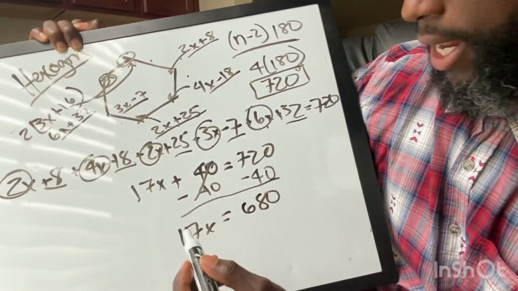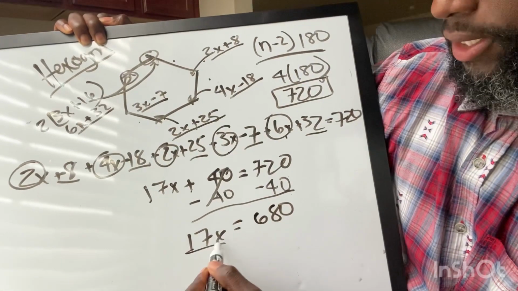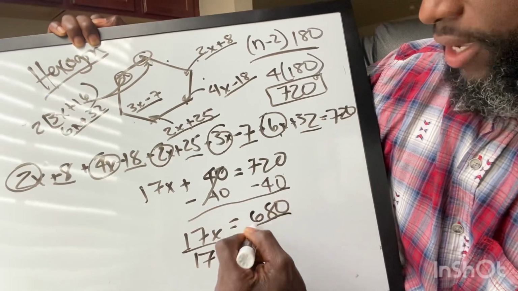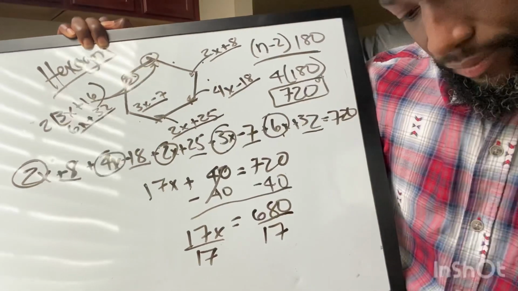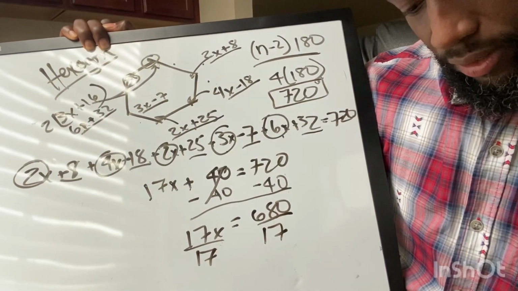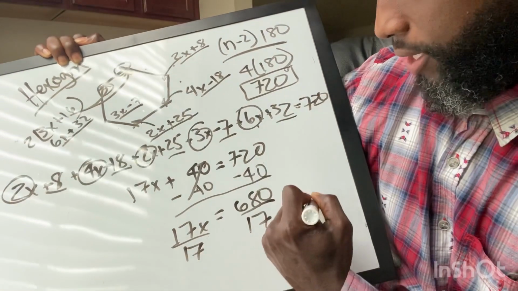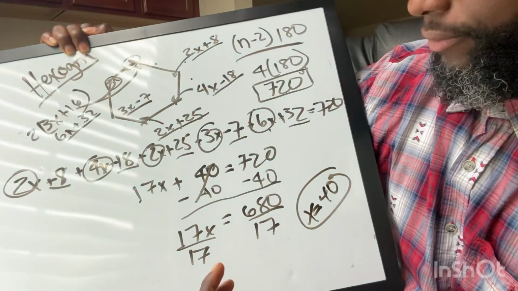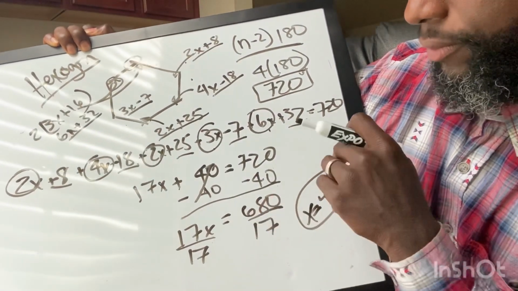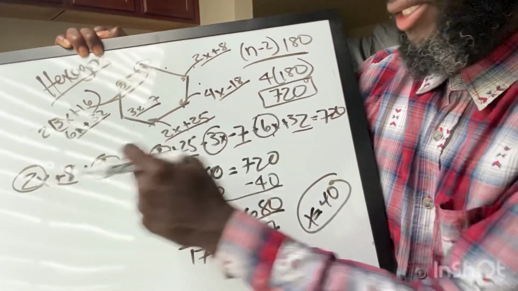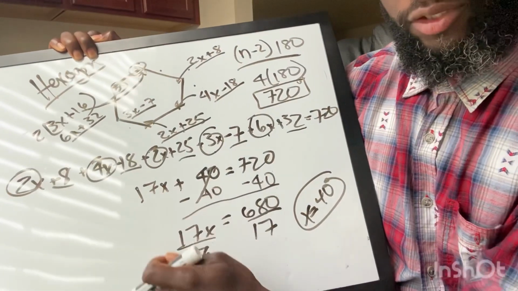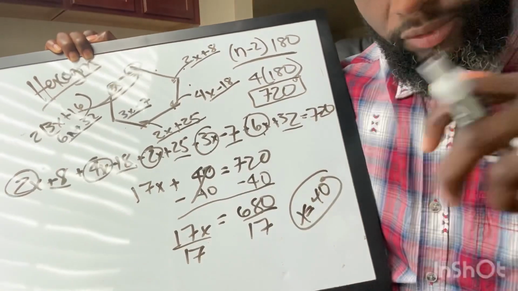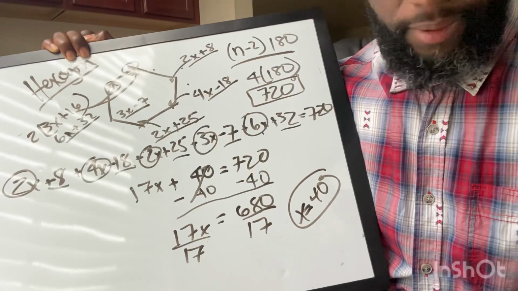680. Now we have to divide both sides by 17. Dividing by 17 gives us 40. So x equals 40 degrees. So we simplify all of this down and solve it to be x equals 40. But we're not done.